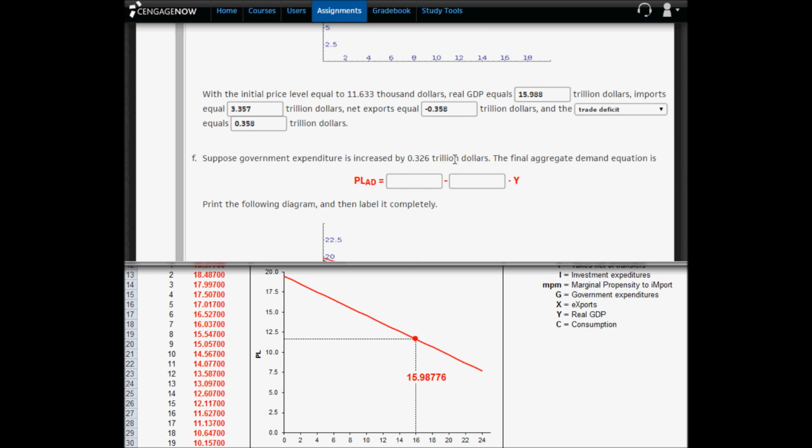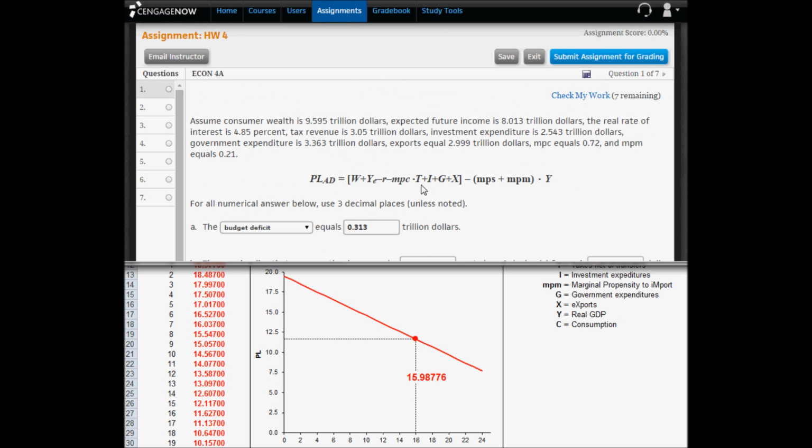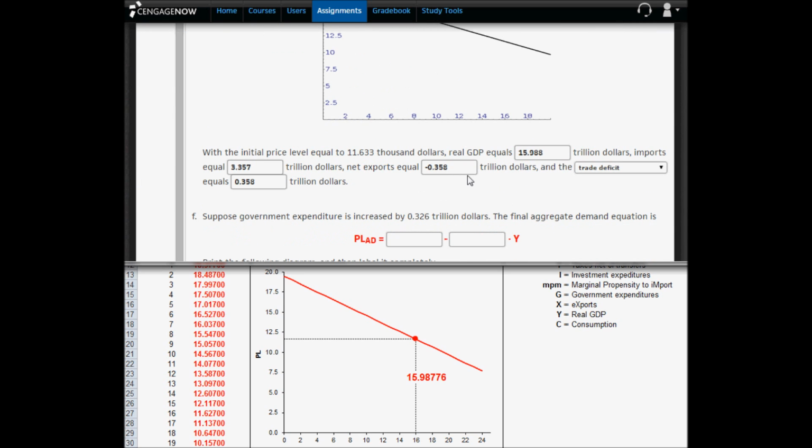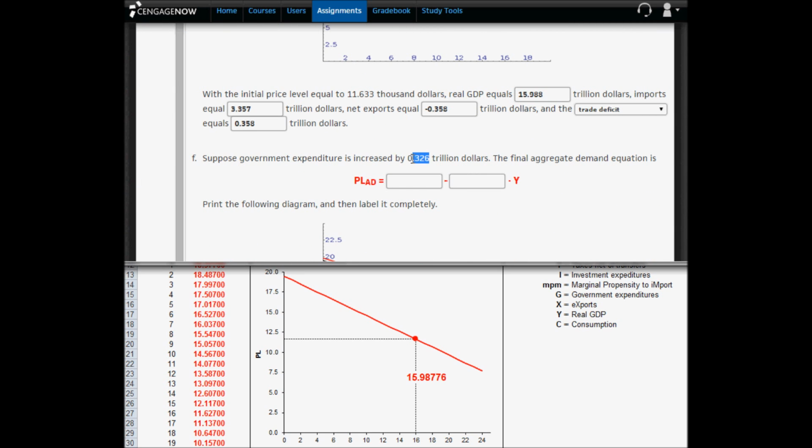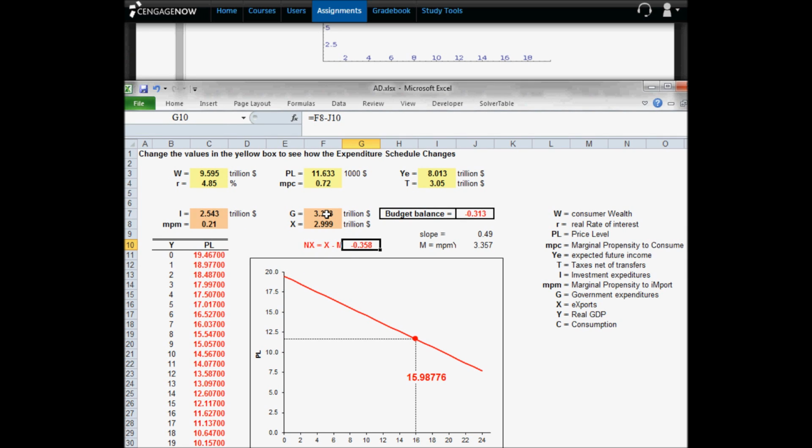Now, suppose government expenditures increased by $0.326 trillion. We want to know what the new intercept of aggregate demand is. Now, why do I say the intercept of aggregate demand is going to change? Remember, government expenditure is in the intercept. So if government expenditure goes up, the intercept goes up. Nothing happens to the slope. So down here, government expenditure goes up by $0.326 trillion. So I'm going to copy that and paste it right here.